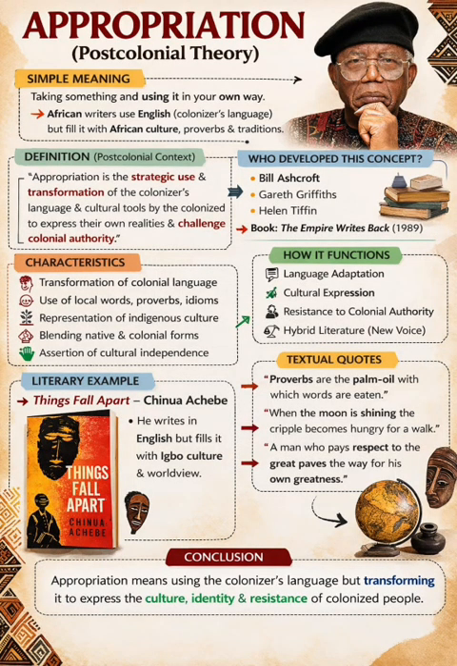I'm going to explain appropriation, which is a post-colonial theory. Appropriation simply means taking something and using it in your own way. For example, African writers use English, which is a colonizer's language, but they fill it with African culture, proverbs, and tradition. So, in the post-colonial context, we can say that appropriation is the strategic use and transformation of the colonizer's language and cultural tools by the colonized to express their own realities and challenge colonial authority.